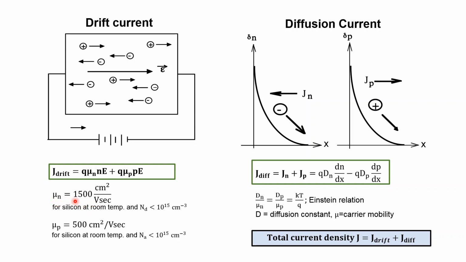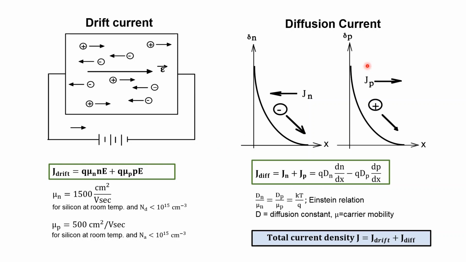Now mu n is around 1500 centimeter square per volt second, and mu p is 500 centimeter square per volt second. That means mu p is 1/3 of mu n. That means holes travel slowly as compared to the electrons.